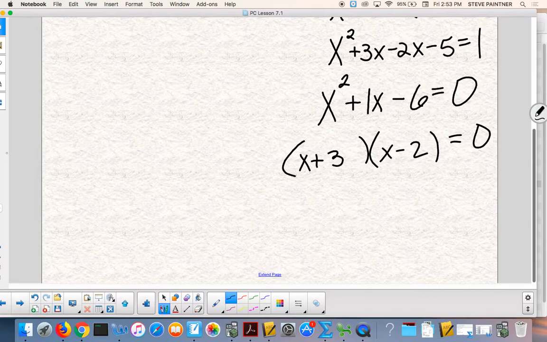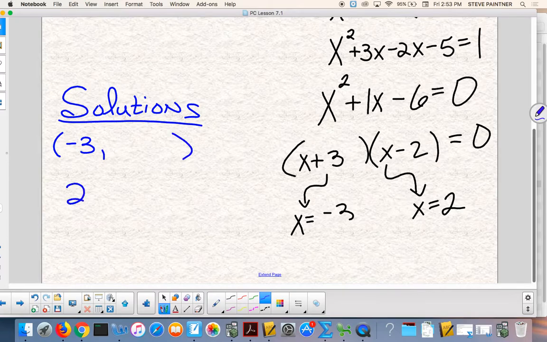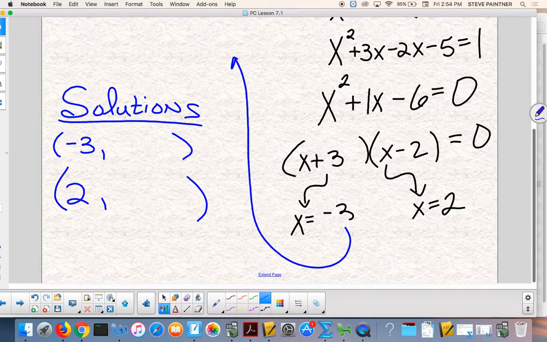All right, coming out of these factors, when will x plus 3 be 0? When x is negative 3. When x is 2. Now, just so you know this, you get 2 x values, which means there's 2 solutions. Okay, 2 solutions, what are they? Well, one of them is negative 3 comma something and 2 comma something. Now to get your y values, just take your x values, this and this, and go back up to the one you solved for.